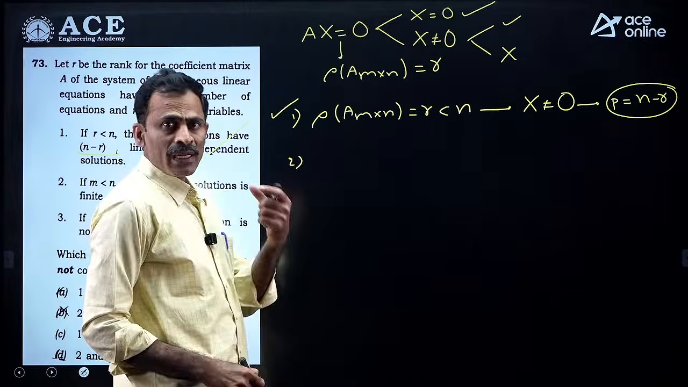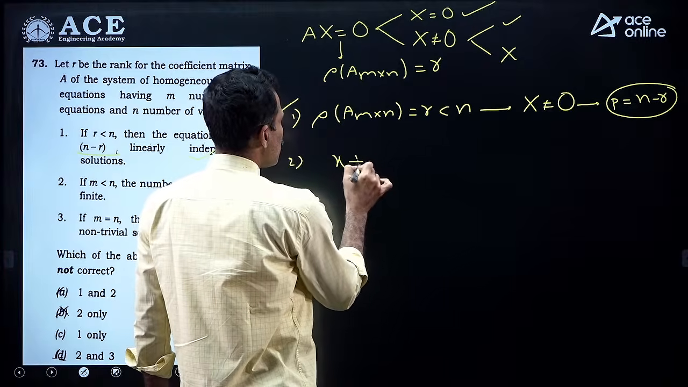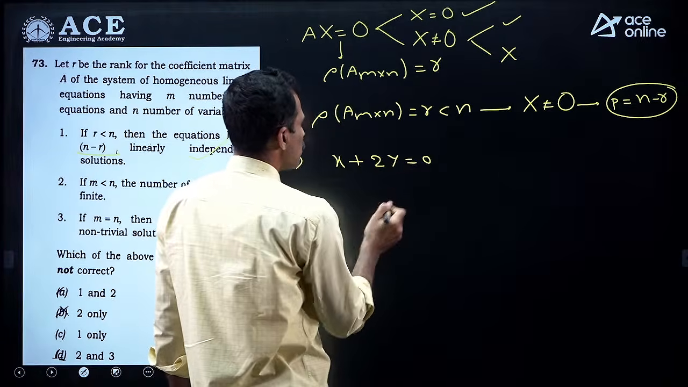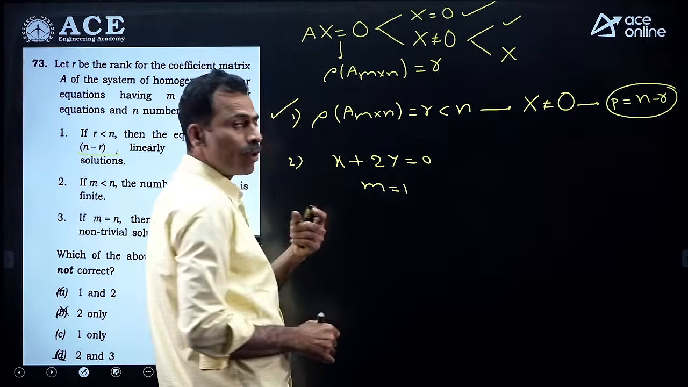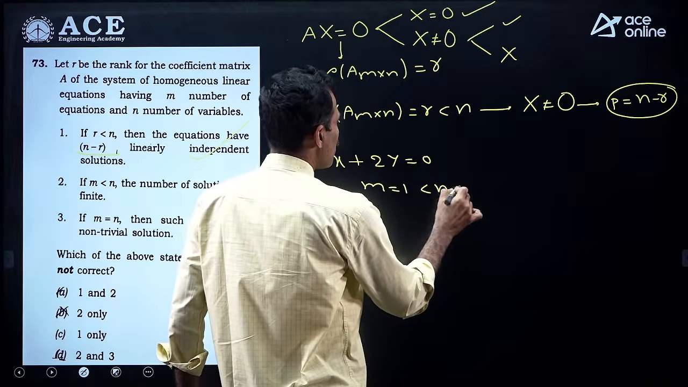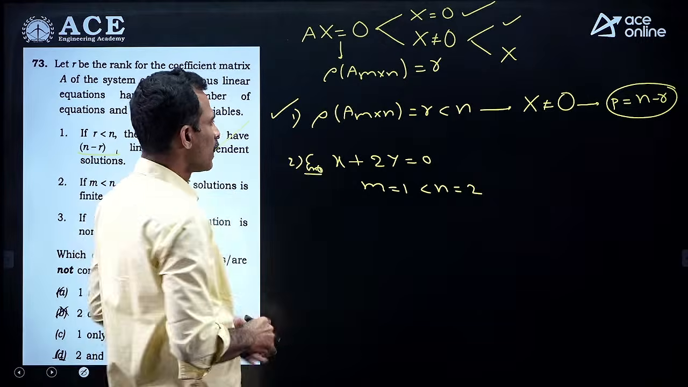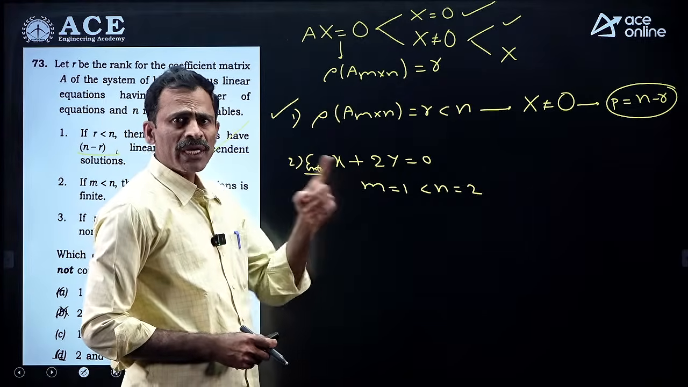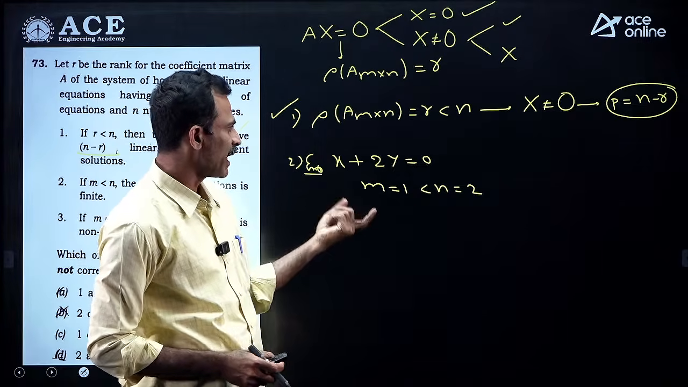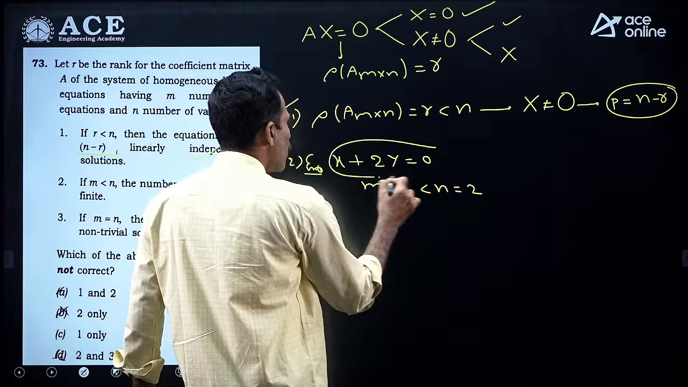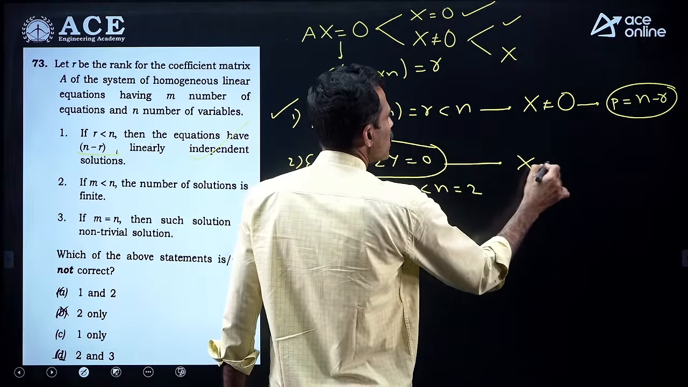Next, the second statement. To check whether the statement is correct or not, let us consider an example. Let us consider x plus 2y equal to 0. Here, how many equations? One equation, m equal to 1. How many variables? 2. So m less than n. This system contains only one equation, and the number of variables is 2. For this homogeneous system, how many solutions exist? Infinitely many solutions exist.